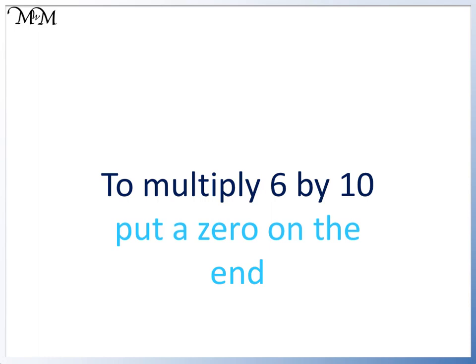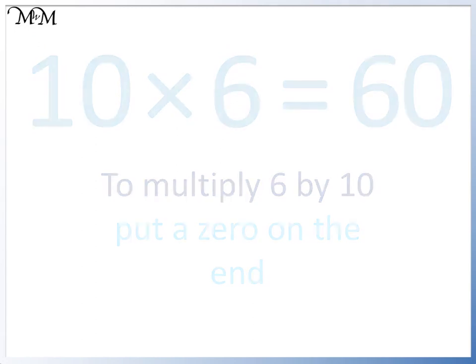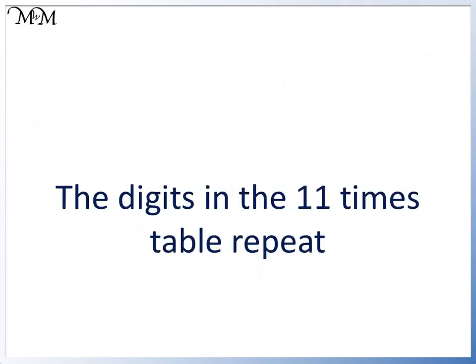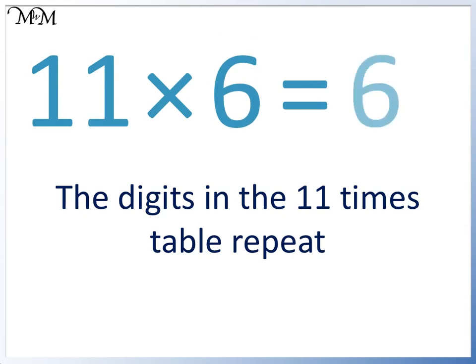To multiply 6 by 10, put a 0 on the end. 10 times 6 equals 60. The digits in the 11 times table repeat, so 11 times 6 equals 66.